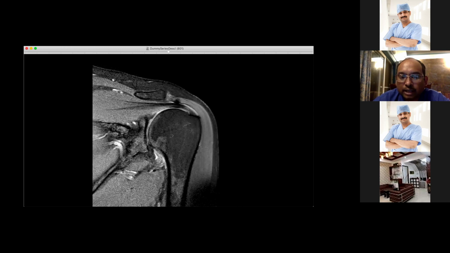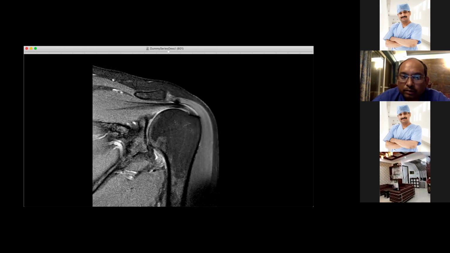There are various types of fat suppressed sequences. One of them is the proton density fat suppressed, which is routinely used in musculoskeletal imaging. Previously, when proton density imaging was not available, people used to use the STIR image.